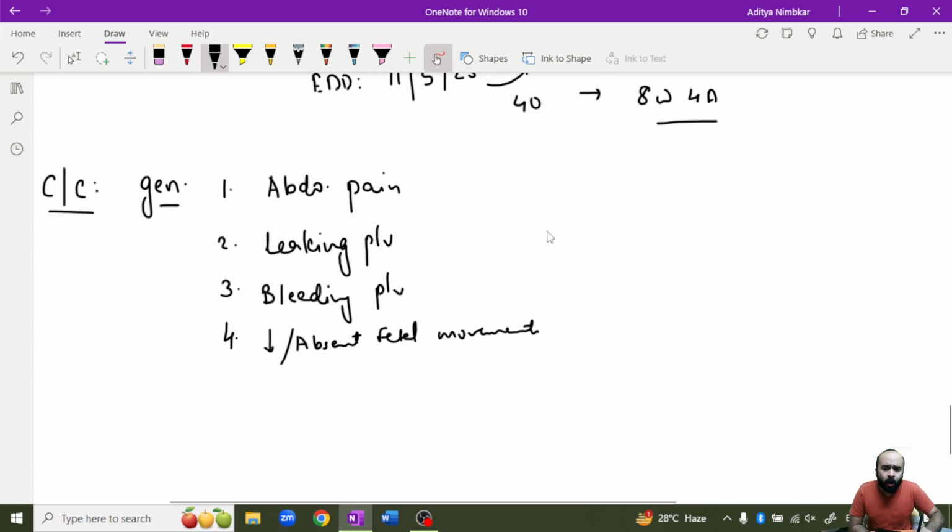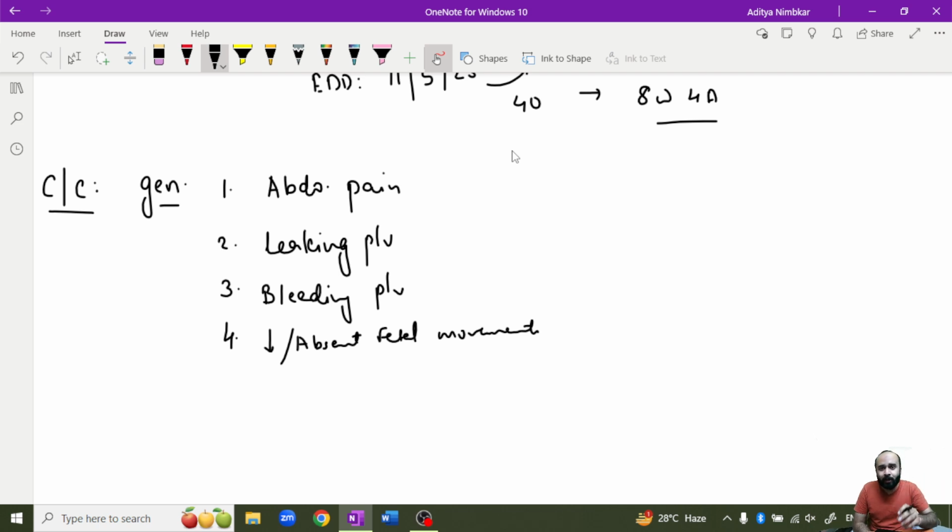Now, how do I correlate my case of diabetes with each one of these? If I'm talking about abdominal pain, she's at 35 weeks right now. So at 35 weeks, why should she have abdominal pain? If she is having abdominal pain, it can be either false labor pain or true labor pain. How do I differentiate between false and true labor pain? A very simple thing. False labor pain is not associated with cervical dilatation, whereas true labor pain is associated with cervical softening and cervical dilatation.